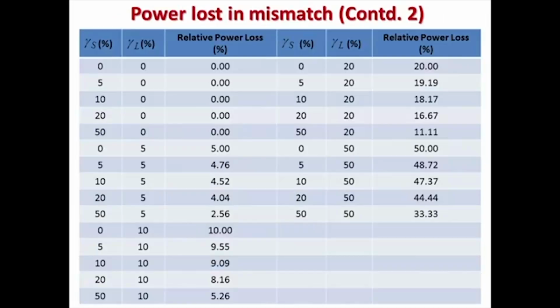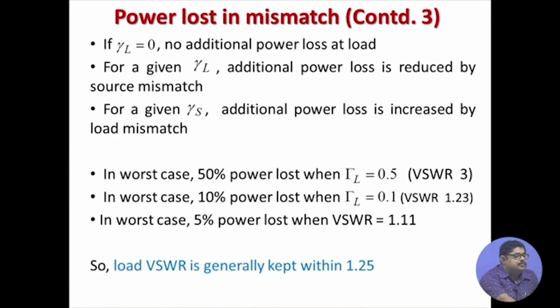That can also be seen from the previous table, where we have kept gamma L constant, and with more increase in gamma S, you see the power loss is coming down. Take any such case where gamma L is fixed, but with an increase of gamma S, the power loss is coming down. That is obvious, because with increase of source mismatch, some of that power is coming back to the load. On the other hand, for a given source mismatch, that means given gamma S, this power loss is increased if we increase the load mismatch, because more mismatch in the load means more power is coming back to the source. So, that is the deterioration of the power loss.